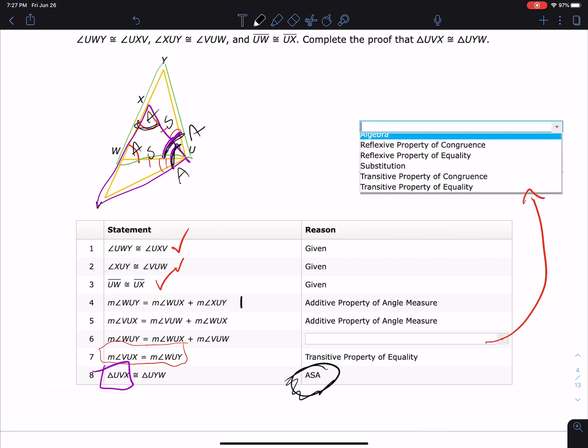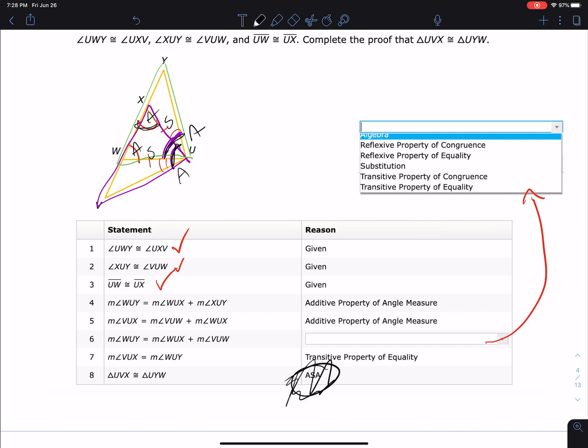When they do additive property of angle or length, okay, typically the third step, this one here, what we're looking for, that's typically going to be a substitution. And here's why. Here's what to look for. Sorry, guys, I was finding the wrong thing.